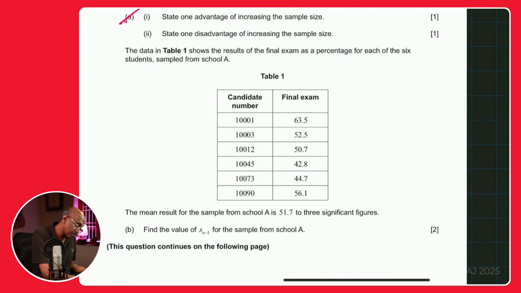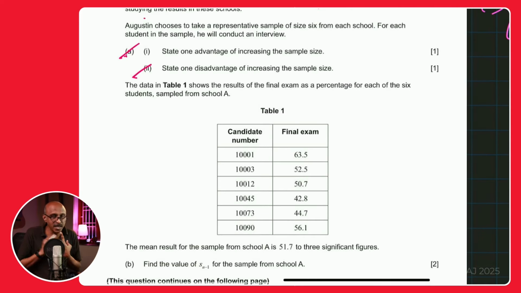A part 2 says, state one disadvantage of increasing the sample size. Well, it was in my mind, as I used the word convenient sampling. Maybe he didn't have the time. If you're going to increase the sample size, remember it's going to be expensive in terms of time or money or whatever that is. He's choosing a sample from each school, so both schools he's conducting this kind of study. And the table we're going to look at very soon is the table from the sample from school A.